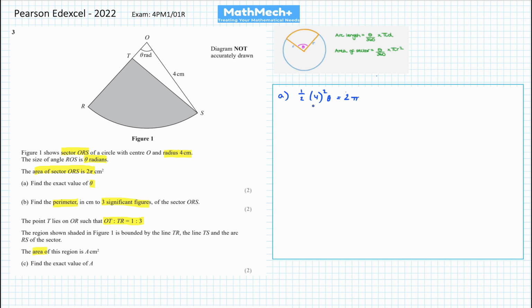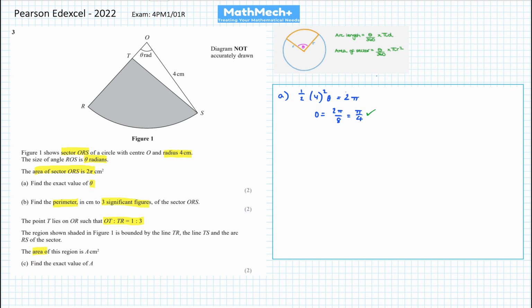So multiply out and divide both sides by 4 and you'll get 2 pi over 8, and simplify again, 1/4 pi, or more reasonably the way we write it, just for simplicity, is pi over 4. That's part A.